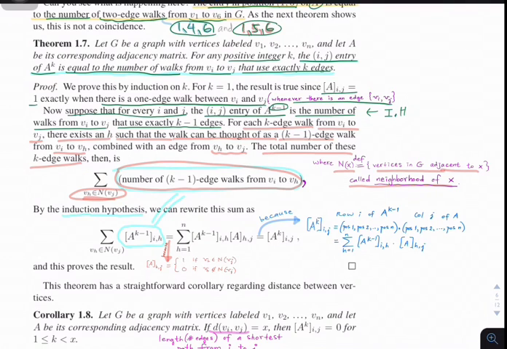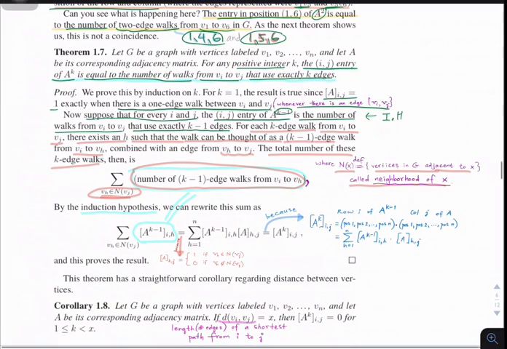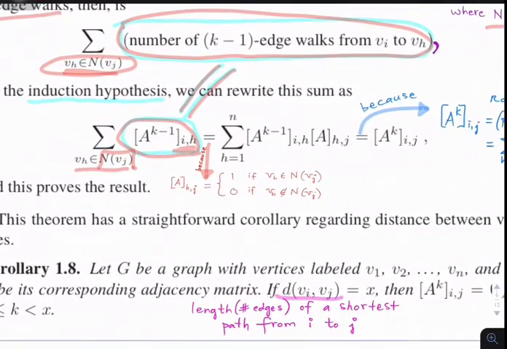Now by the induction hypothesis, I can rewrite this sum this way. I can just look at my adjacency matrix, multiplied k minus 1 times, and look at the entries ih, where the sum is again taken over the same thing, the neighborhood of j. Okay, so now let's go to the next equality.